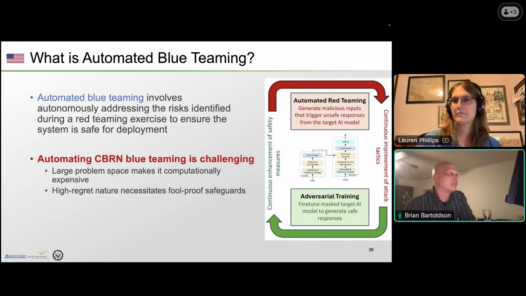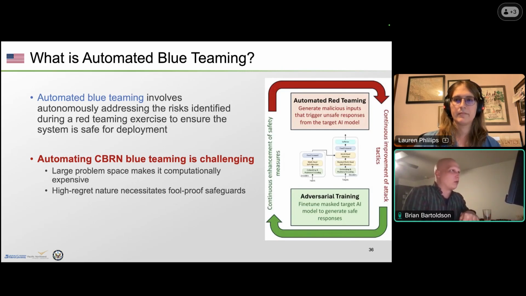I'm going to talk briefly about the other side of this fight, or this defensive offensive game that we have. On this other side, once we've already identified harmful behaviors in our model via red teaming, we want to reduce them via systematic blue teaming that addresses the large risk surface in an automated manner.